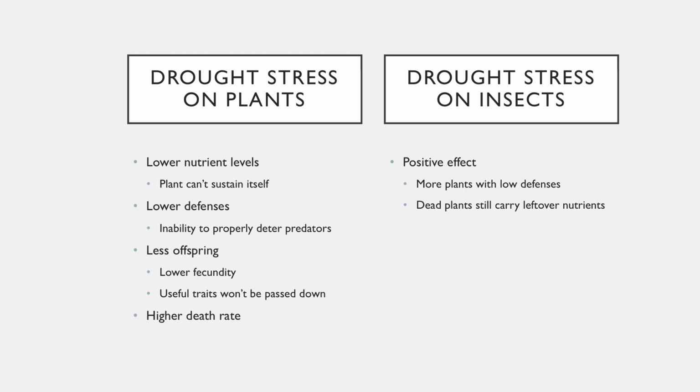Along with this, the only negative thing is that these dying plants and these plants that are being affected by drought stress have less nutritional value, but still carry over some leftover nutrients. So volume needs to be up with insects to maintain their energy, yet there will be plenty of defenseless or low defense plants to herbivorize.